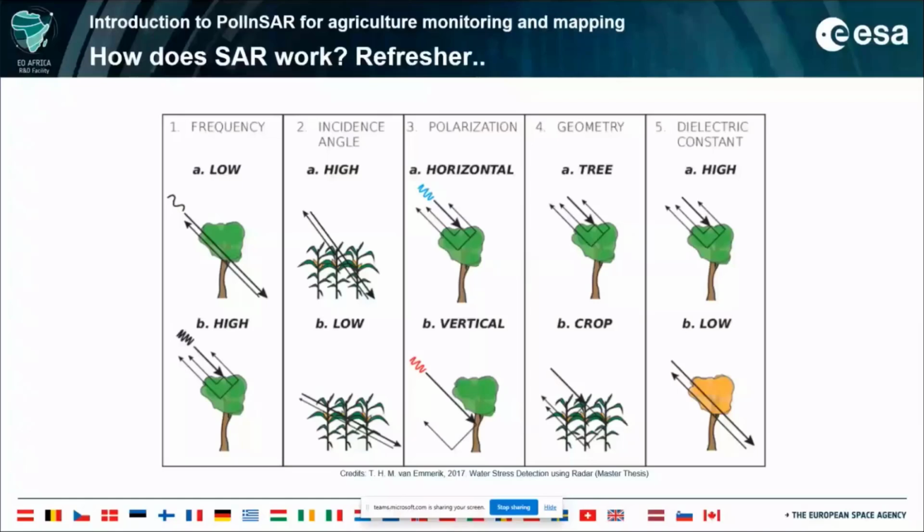And then we have the vegetation dielectric constant, which defines, for example, that when there is high water content in leaves, the dielectric constant increases, enhancing backscatter at higher frequencies. When it is low, it is the opposite, as you can see also in that picture.